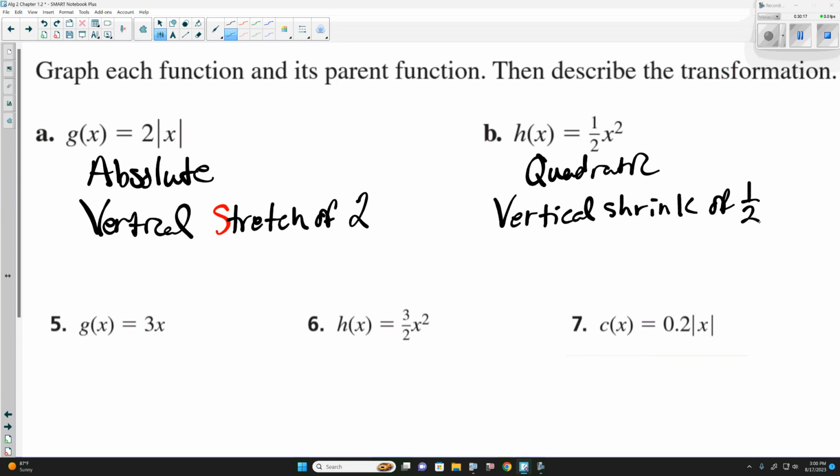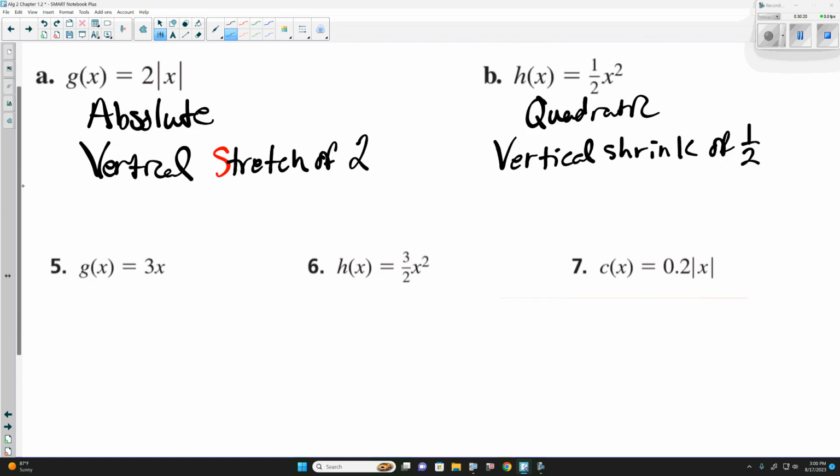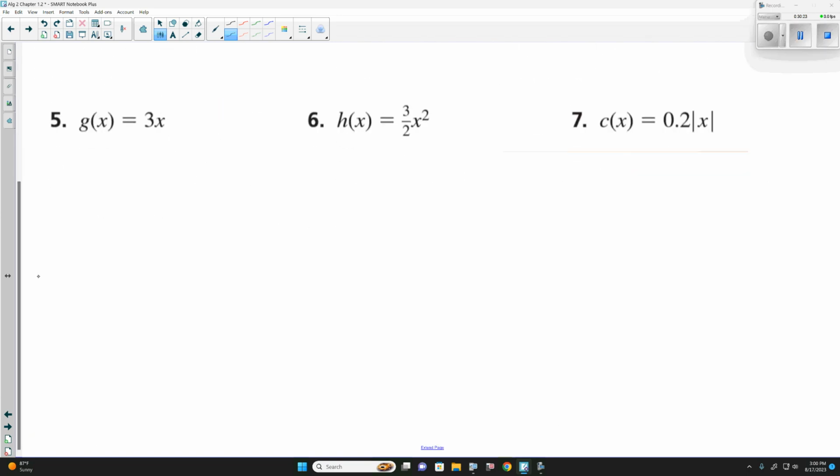So it's a stretch. Fraction? Yeah, if it's between 0 and 1, it's a shrink. If it's greater than 1, it's a stretch. So if we look at this next one, which is linear, 3x, the value of a is 3. So this would be a vertical stretch of 3. If you need to go, you can.